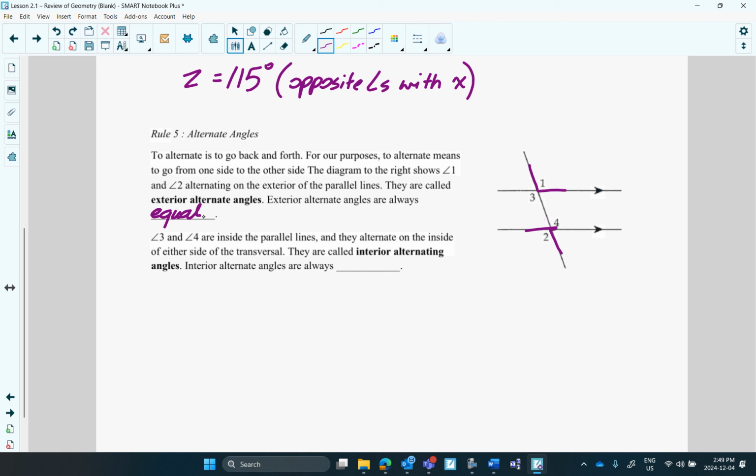Interior means they're inside the parallel lines and they alternate to each other. In a way, they kind of form a Z pattern or a stretched out Z. Angles 3 and 4, look what? Do they look the same? Yeah, they're equal too. So really, when you encounter these situations, two things are going to happen. The angles are going to add up to 180, or they're going to be equal. Really, that's all it comes down to.